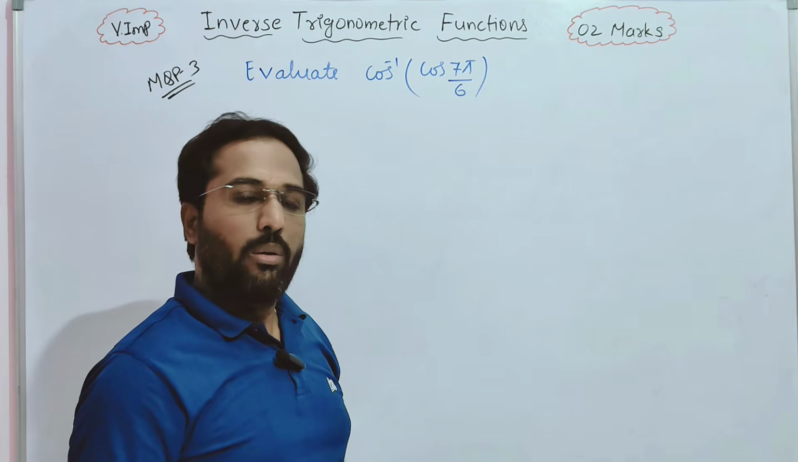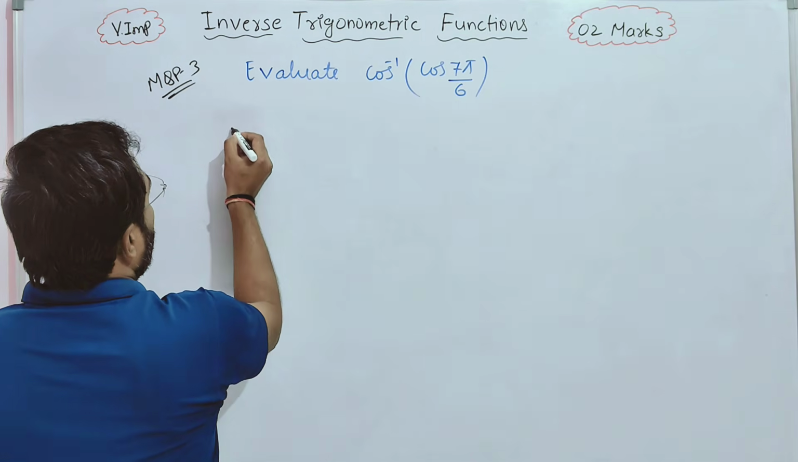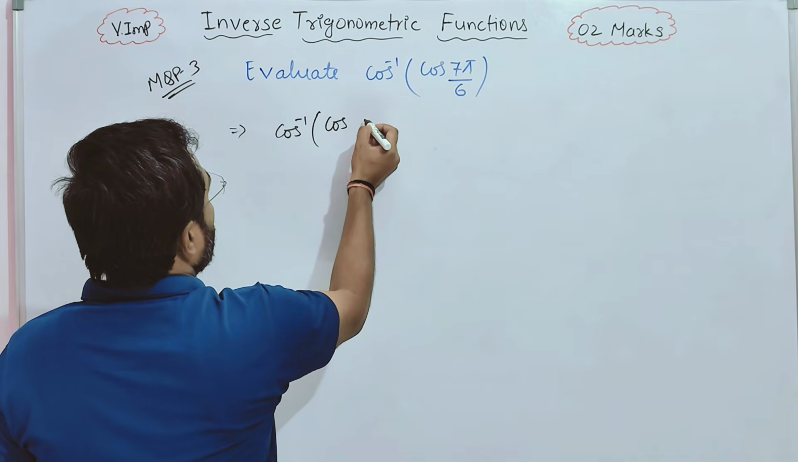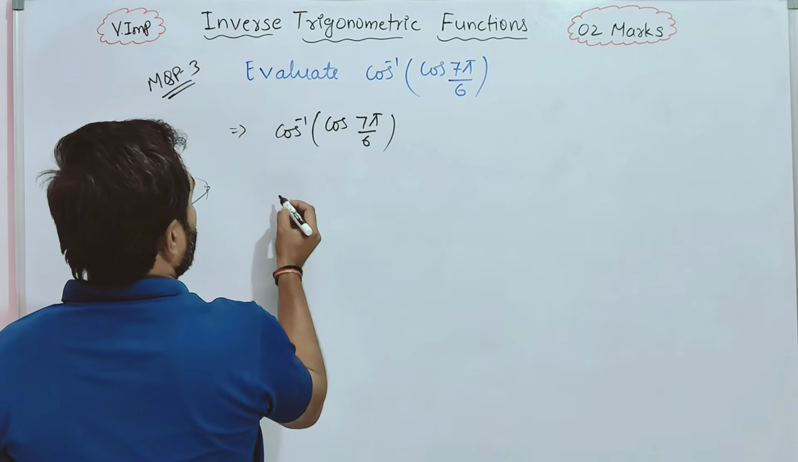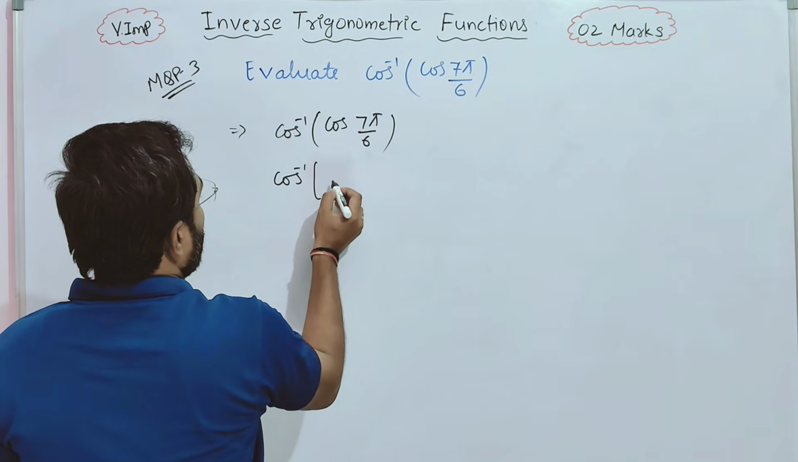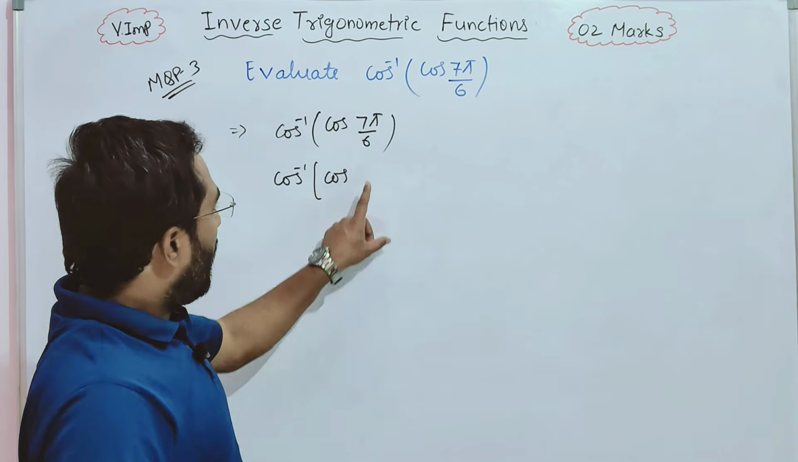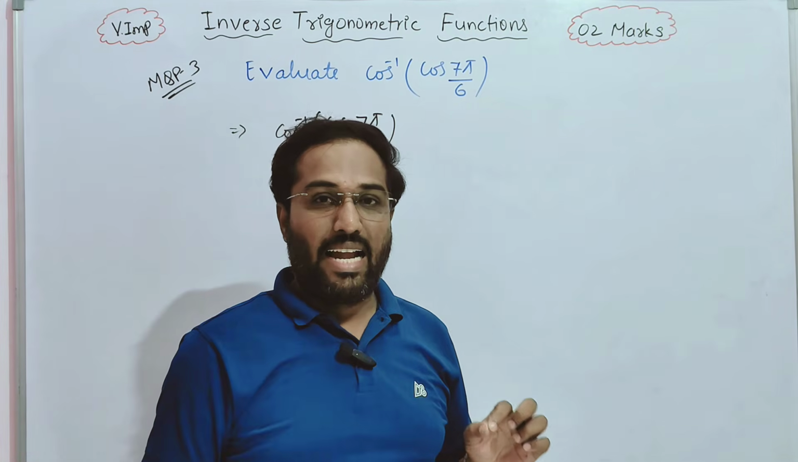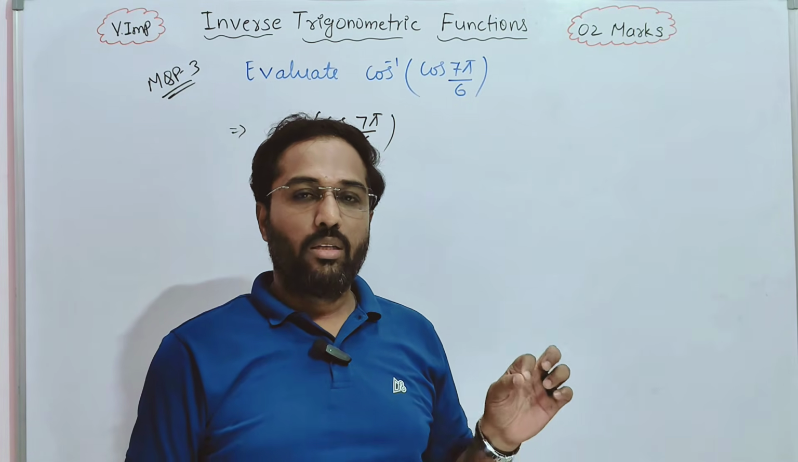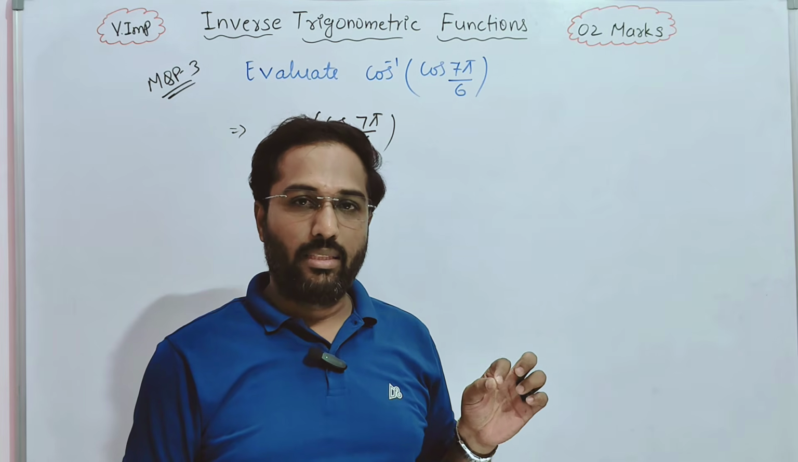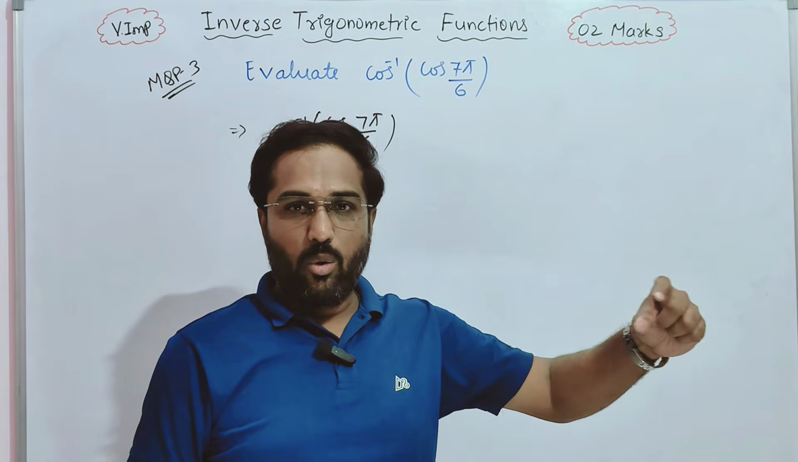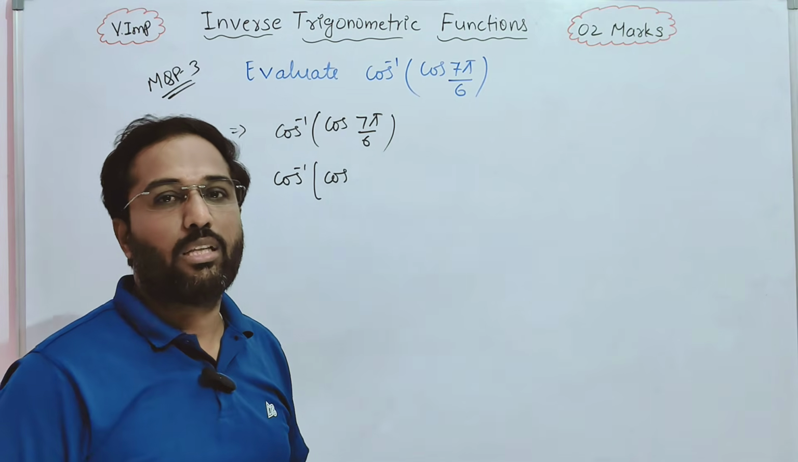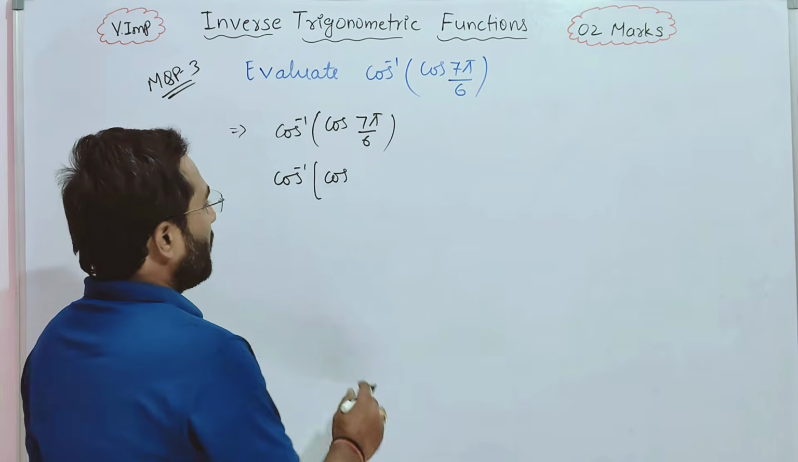Let us see. First, let us consider this cos inverse of cos 7 pi by 6. So cos inverse as it is and this cos also as it is, and how to express 7 pi by 6 is very important because this is not a standard value. Standard values are only 0, pi by 6, pi by 4, pi by 3 and pi by 2. These are the trigonometric table standard values and this is not among them. We need to express it in the form of a standard value. So how to express it in the easiest way?